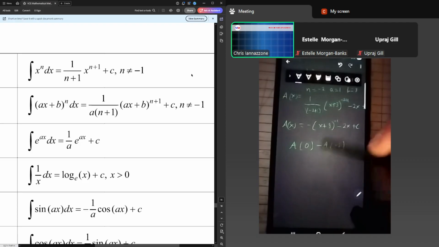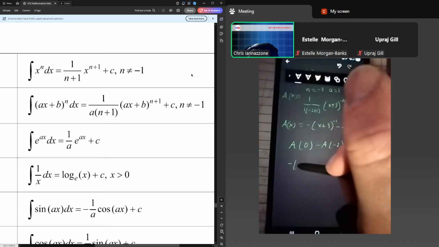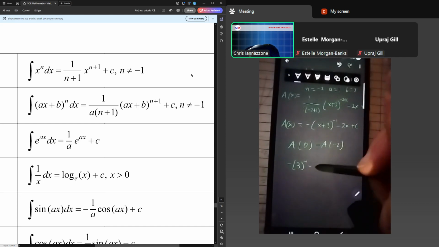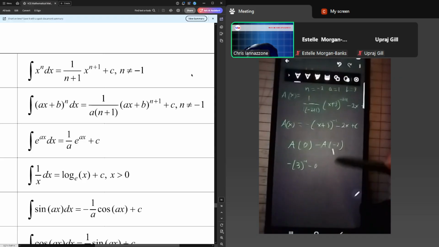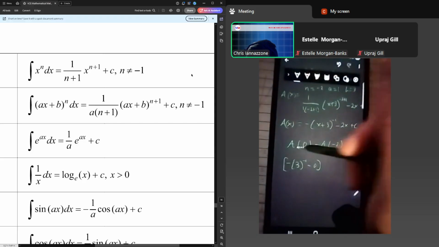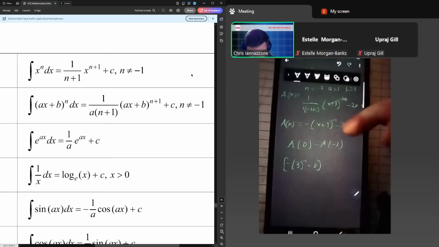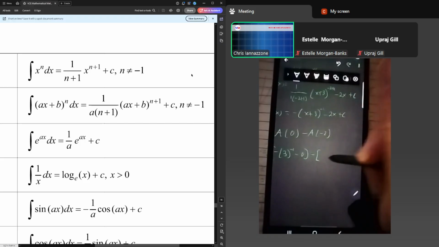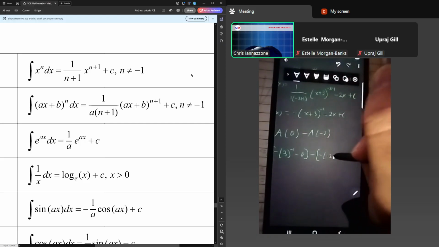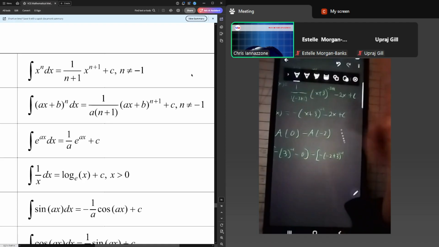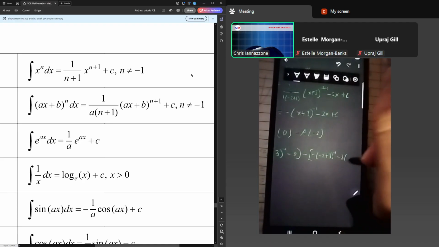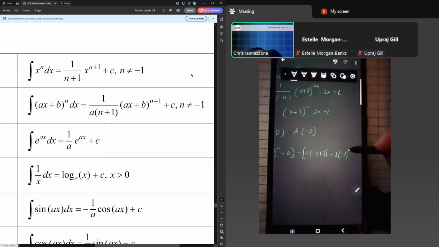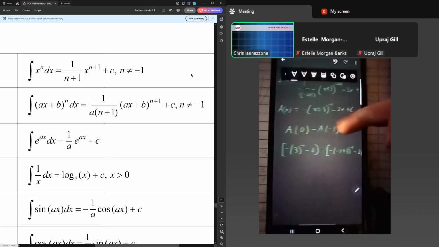Capital A of 0 is pretty chill. So you got negative (3 to the power of negative 1) minus, well, 0. I like to put square brackets around each of these terms, that way I don't forget where I am in the solution. Then you're going to have negative (-2 + 3) to the negative 1, minus 2(-2). And again, we can just forget about that plus c.